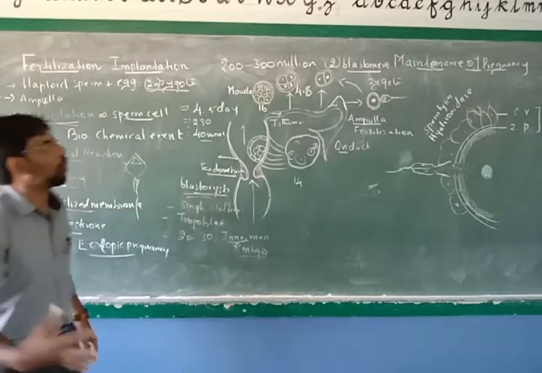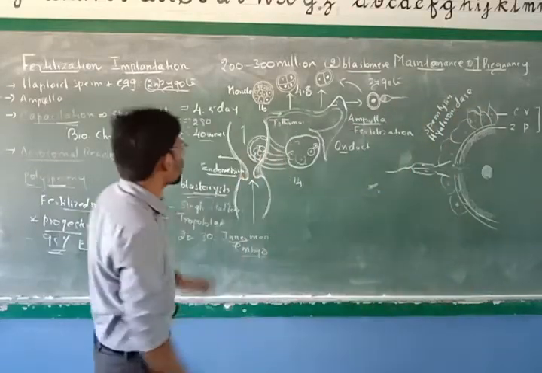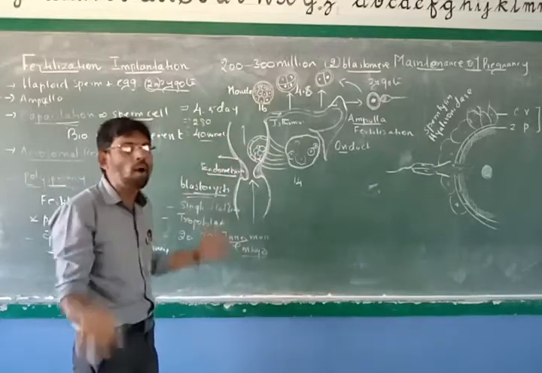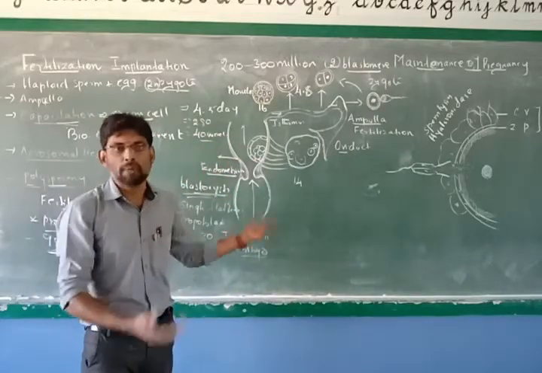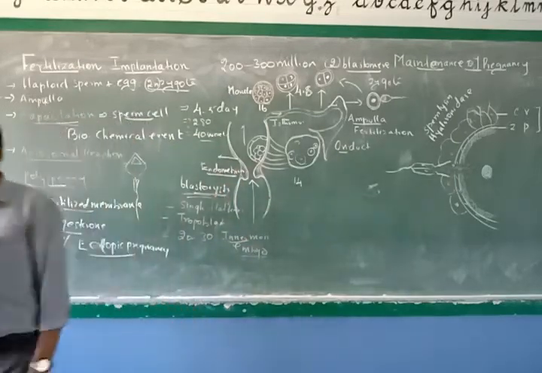Okay, now what we are going to study is maintenance of pregnancy. Maintenance of pregnancy means now the fertilized ovum is in the uterus. Okay, so now what are all the things that are going to develop in the baby, in the fetus? That is what we are going to study. Is that clear? Right.